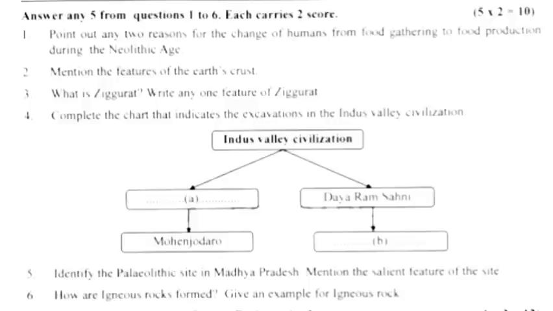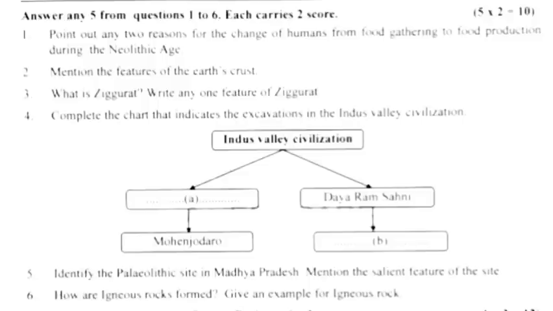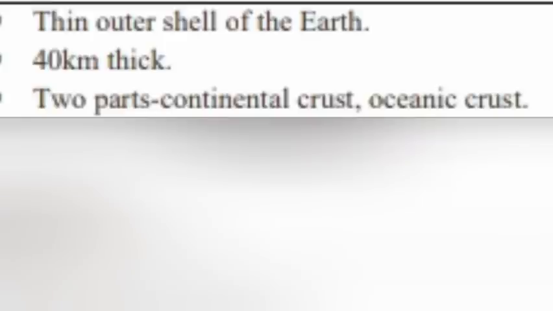1. Point out any two reasons for the change of humans from food gathering to food production during the Neolithic age. Answer: environmental changes, scarcity of food, and population growth. 2. Mention the features of the Earth's crust. Answer: thin outer shell of the Earth, 40 km thick, 2 parts: continental crust, oceanic crust.